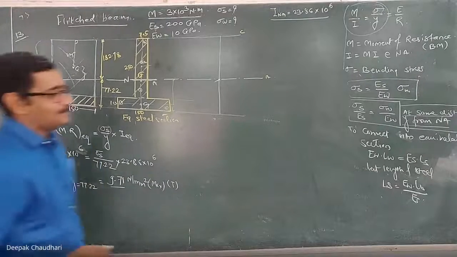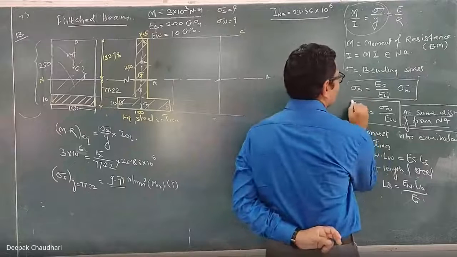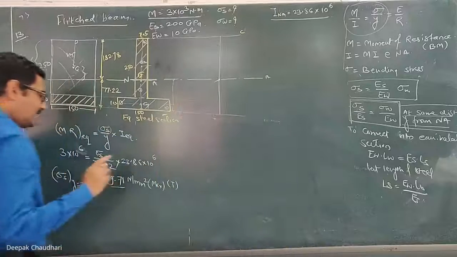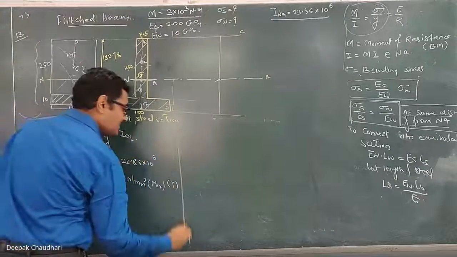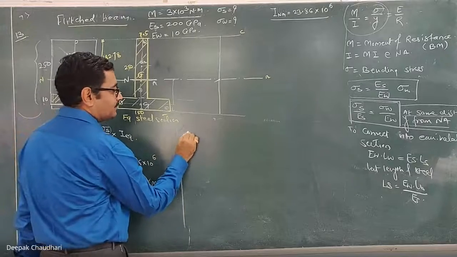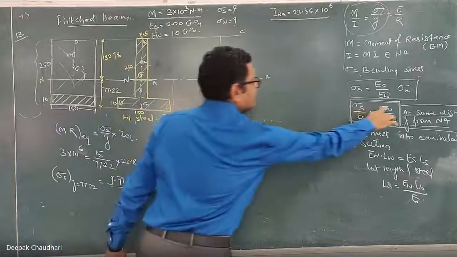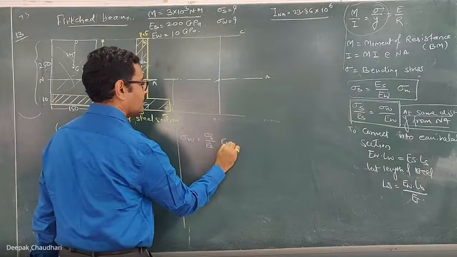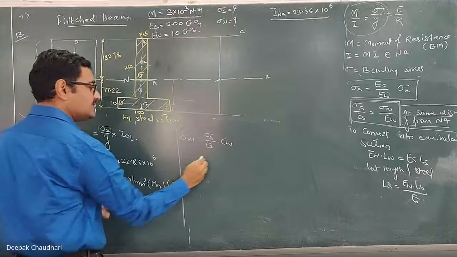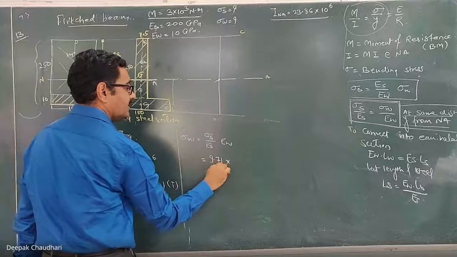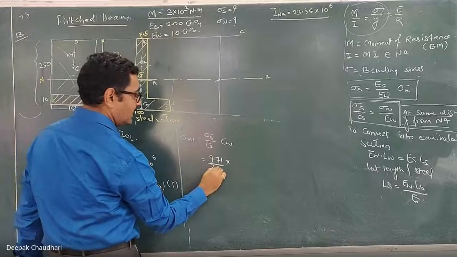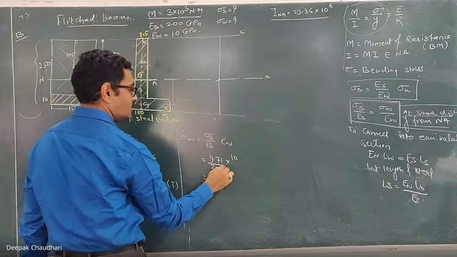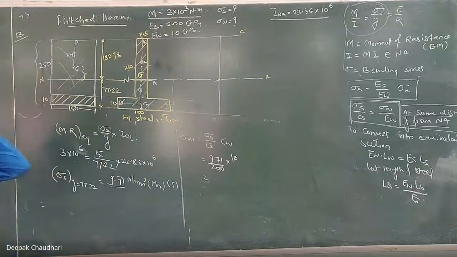Now remember, this is the relation between the stress in the steel and the wood. If I use this, if I want to calculate the stress in the wood, stress in the wood is equal to stress in steel upon ES into EW. Stress in the steel is 9.71 upon ES. ES is 200. Here again there is a ratio, so I will take it in GPa only. So how much is this? 9.71 upon 20.